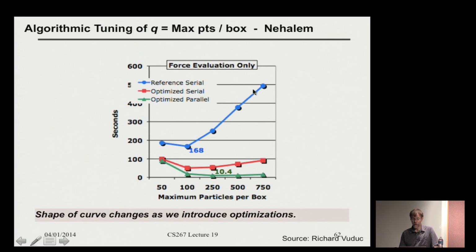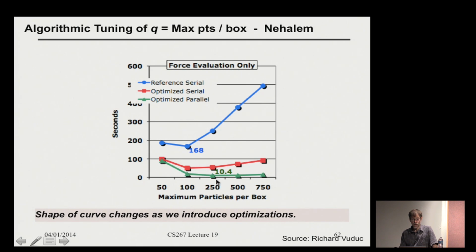There's the reference serial code, which is the naive untuned code. And then there's the optimized serial code, the code I showed you in the previous slide. And then there's the parallel code, which is fully optimized. And so here you can see that if I pick 100 particles per node at the leaves, then that is the best I can do. It takes 168 seconds, and then it gets a lot slower. If I take the tuned code, it's a little less sensitive, but it's still 100.